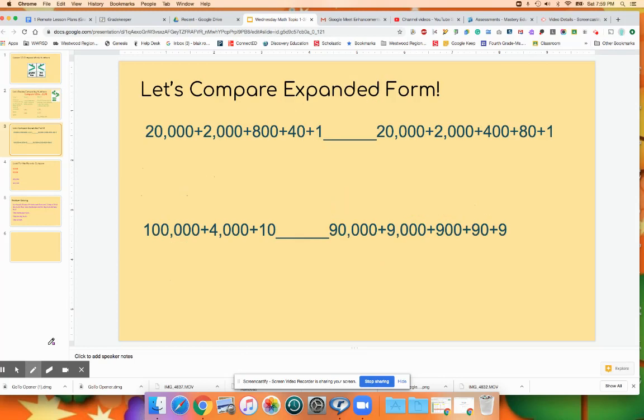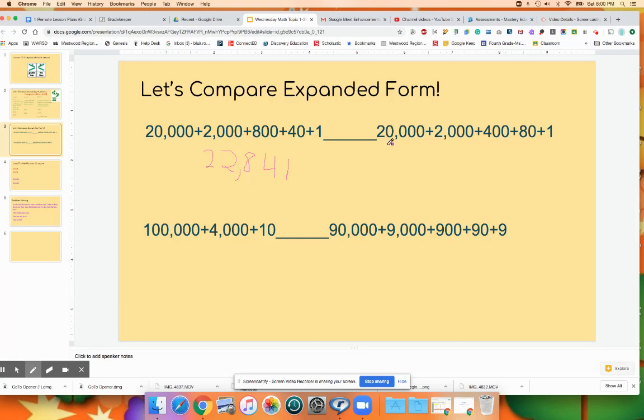Here we go. Okay, so the book throws a little curveball at us. So we're used to sort of comparing using standard form, but then they start asking us to compare using expanded form. And I know this looks really big and scary, but the strategy I use is I rewrite the numbers in standard form, and then I compare them. So 20,000, 2,840 plus 1 would be 22,841.